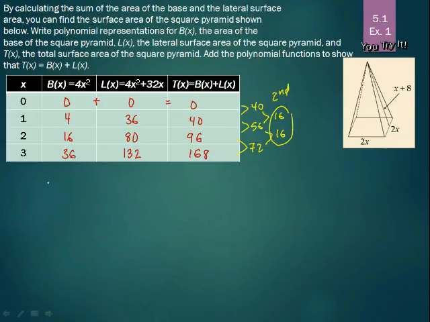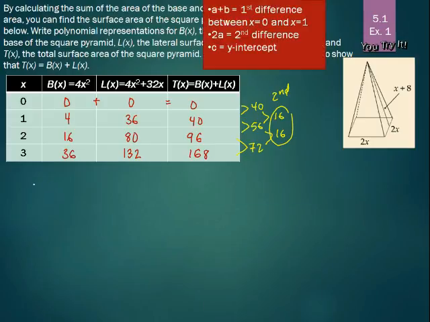And so let's pull up our notes from chapter 1. We know that a plus b will equal the first difference between x equals 0 and x equals 1, which in this case will be 40. And then we know that 2a equals the second difference, which is 16. Solving that, we can divide by 2 on each side, so a equals 8. And then c is the y-intercept. Here we see that the y-intercept is (0, 0), so c will just equal 0.